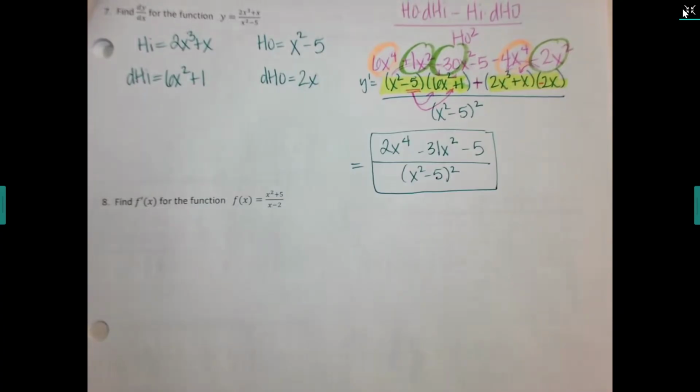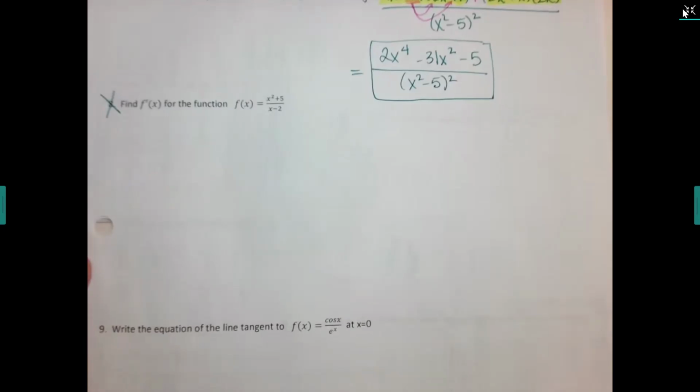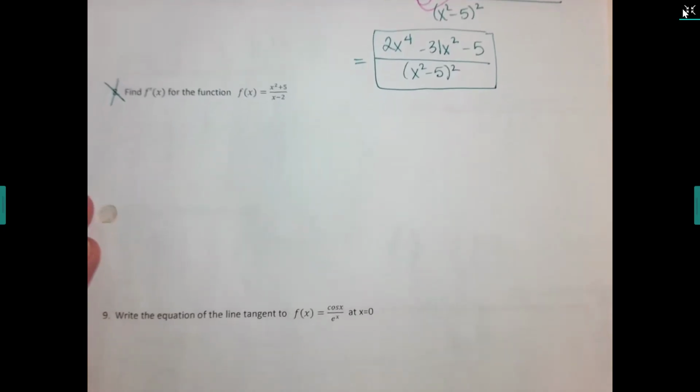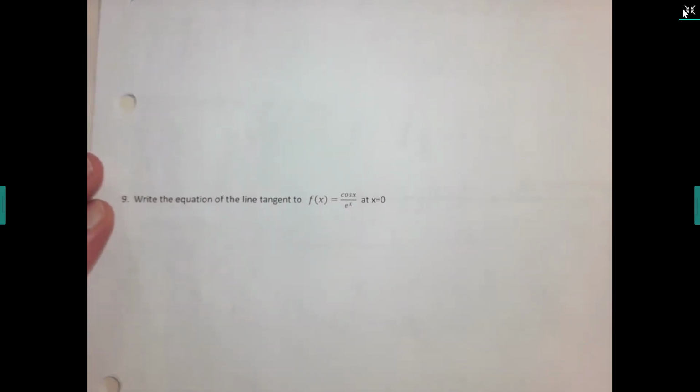Okay, do we feel like we could maybe skip number 8 since it's quite similar? Yeah. Okay. You're going to have several of those to practice on your homework. If you need help, just ask me. Okay, let's go down to number 9. Number 9 asks you to write the equation of the tangent line. Fine, we'll do it.